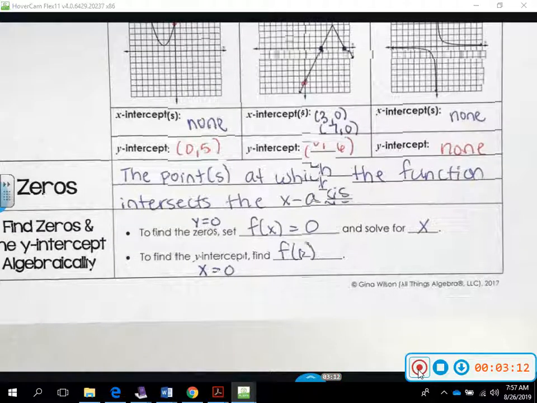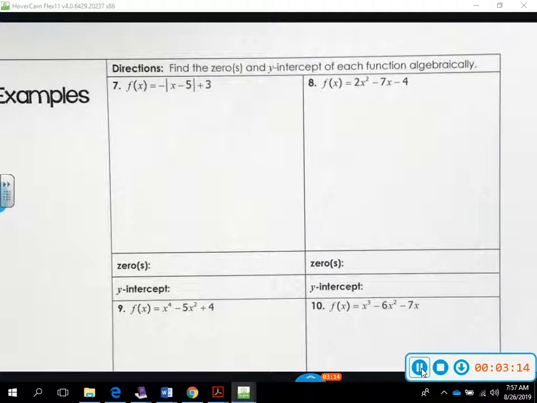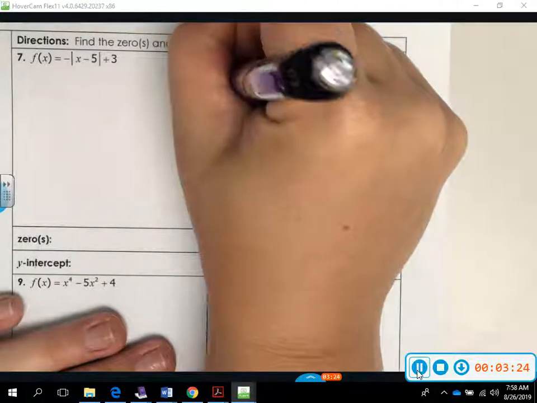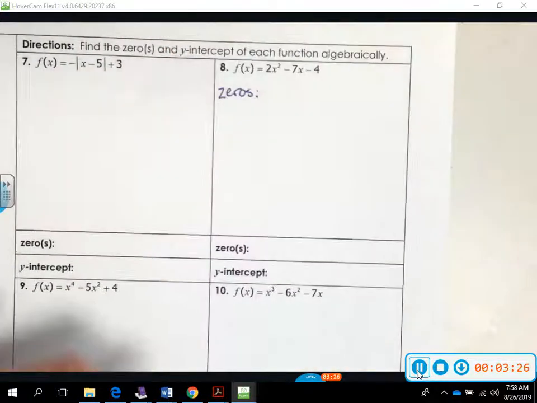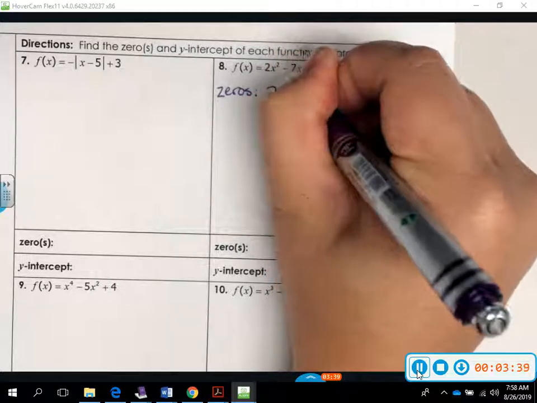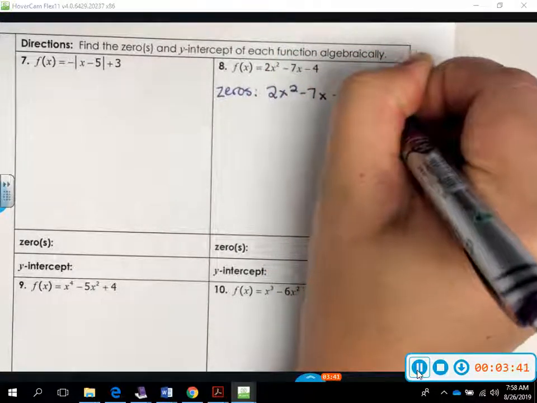So here it says we're going to find the zeros and y-intercepts of each function algebraically. The first thing I want to find is the zeros. So I'm going to write zeros right here to show I'm going to be solving for zeros. To solve for a 0, we set f of x equal to 0. What that means is just set this equation equal to 0. 2x squared minus 7x minus 4 equals 0.